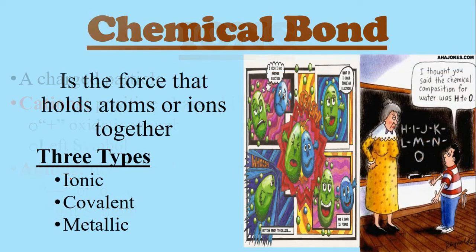All right, a chemical bond. A chemical bond is the force that holds atoms or ions together, what keeps different atoms of different elements together. And there are three types: ionic, covalent, and metallic.